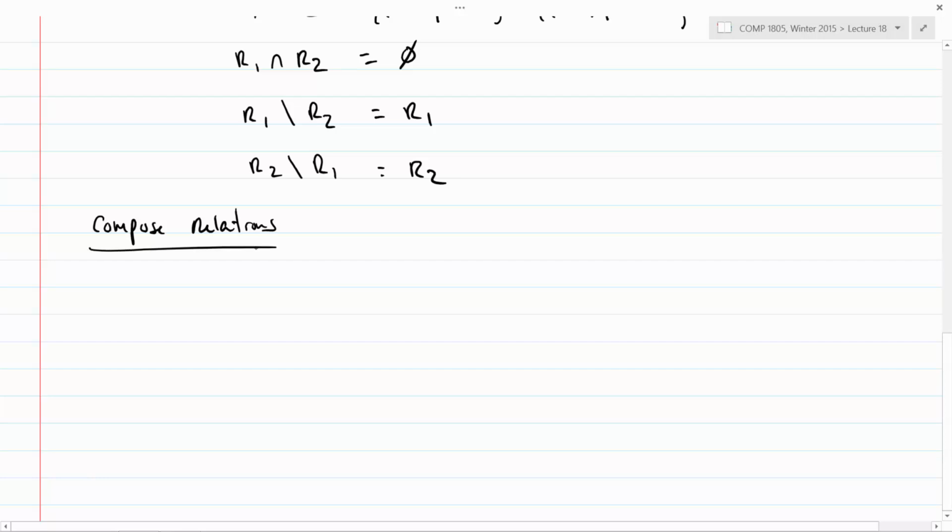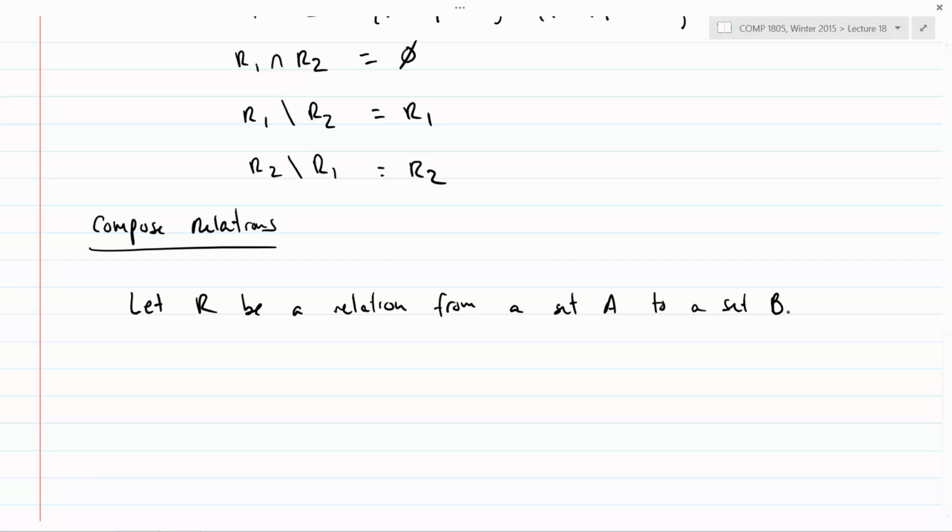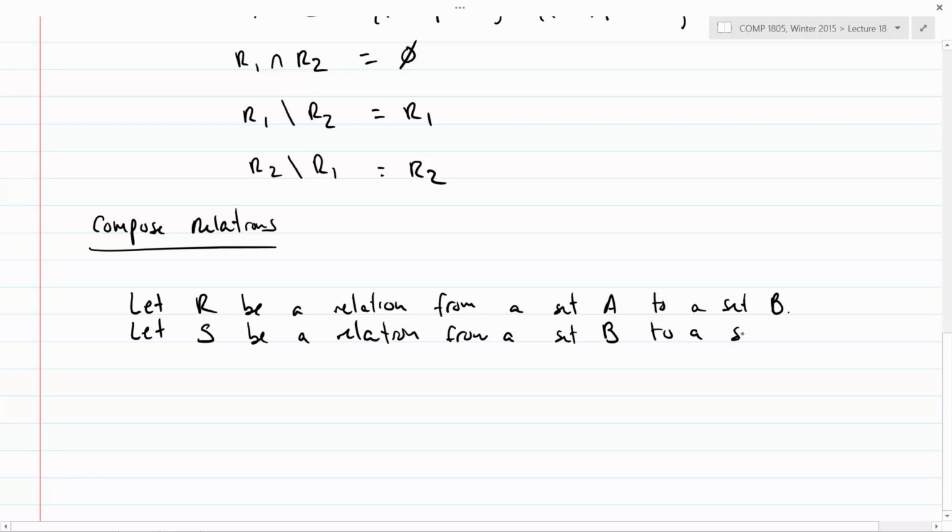This requires a little bit more detail than the other operations, which is why I'm doing this separately. So let's phrase it like this. Let R be a relation from a set A to a set B. And it could be that A equals B. That could happen. And if we're going to compose relations, we'll need two of them. So let S be a relation from a set B to a set C.